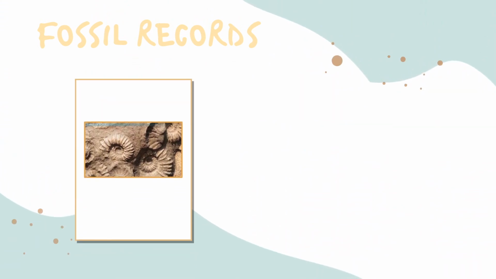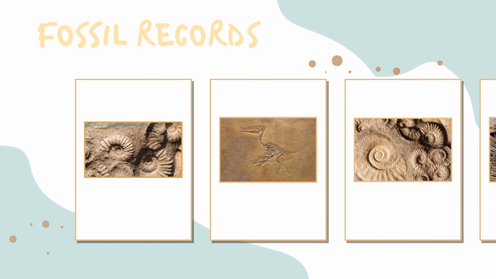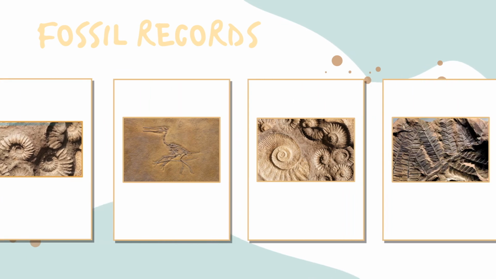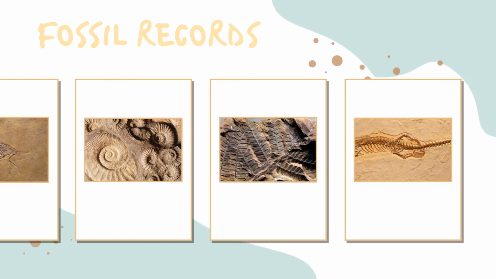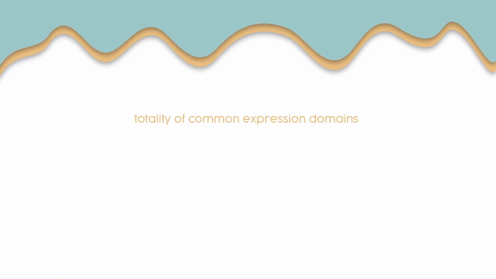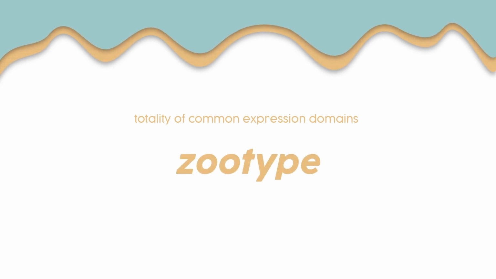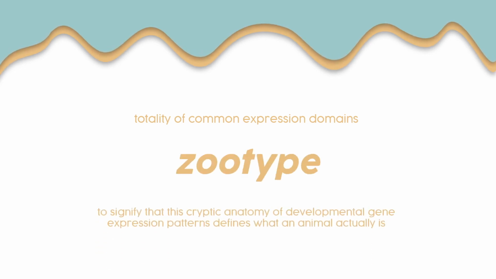The fossil record provides valuable time calibration for phylogenetic trees in the form of divergence dates, which are the points at which a new group appears for the first time. The totality of common expression domains has been called the zootype, to signify that this cryptic anatomy of developmental gene expression patterns defines what an animal actually is.